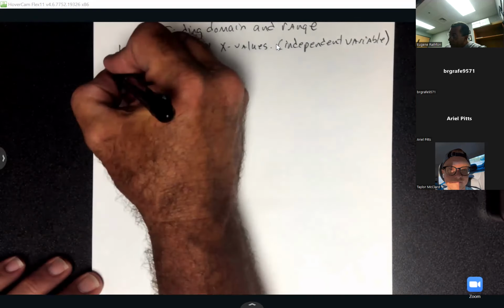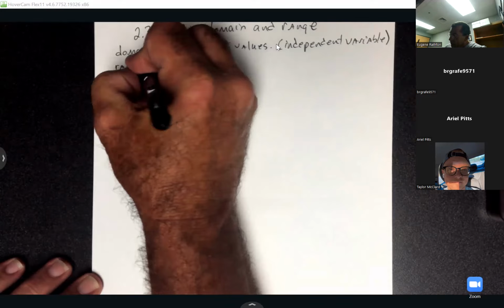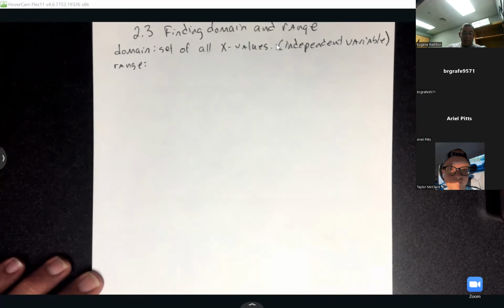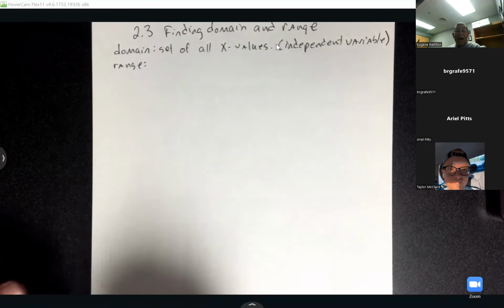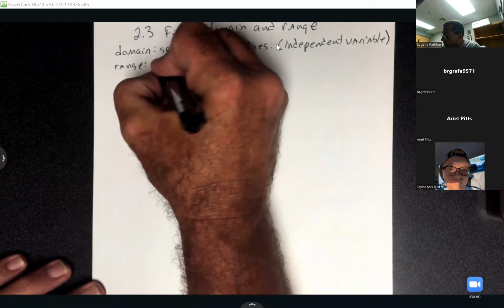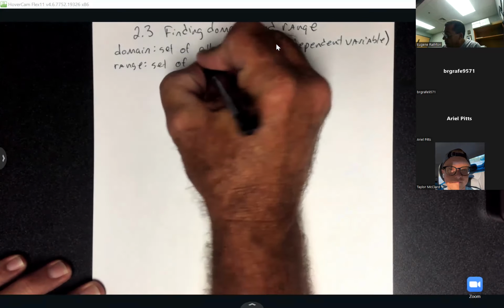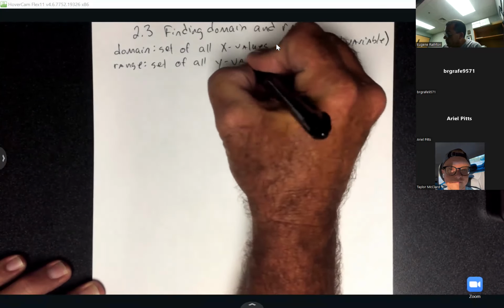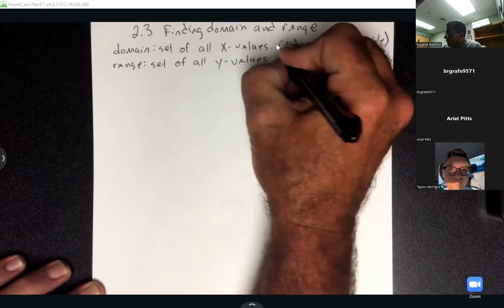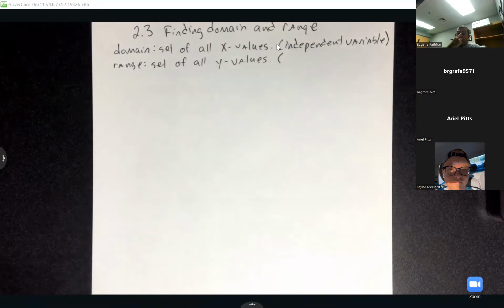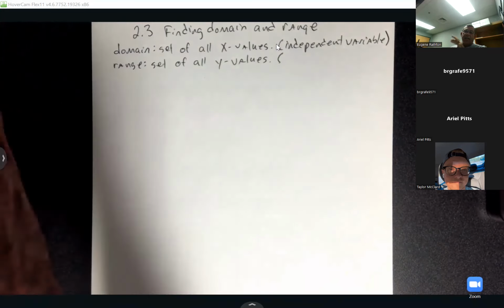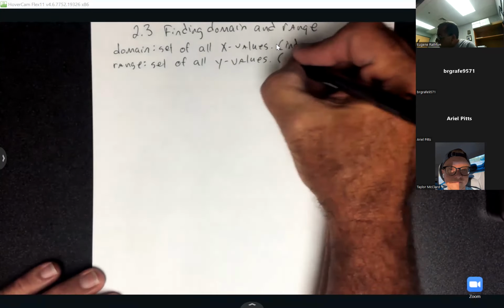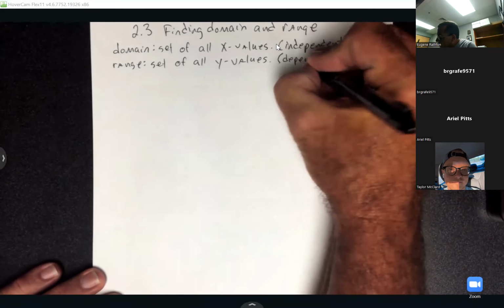So that makes the range the set of all Y values. And we often call it the dependent variable because to get your Y values, it depends on what X values we're putting in. So we call that the dependent variable.